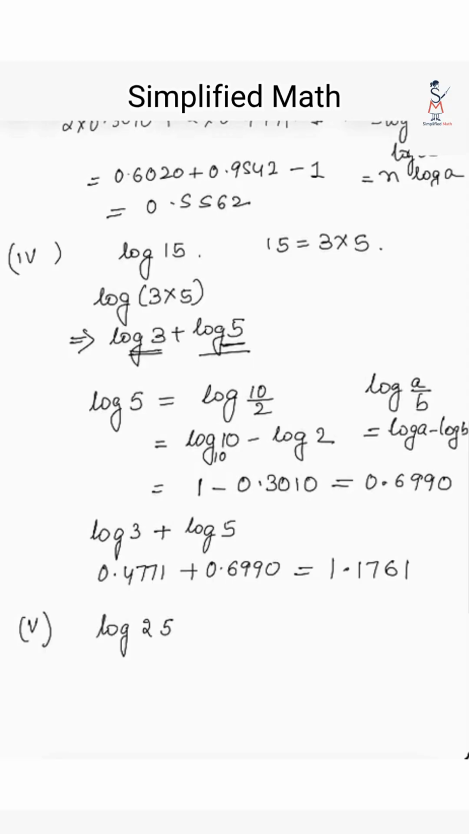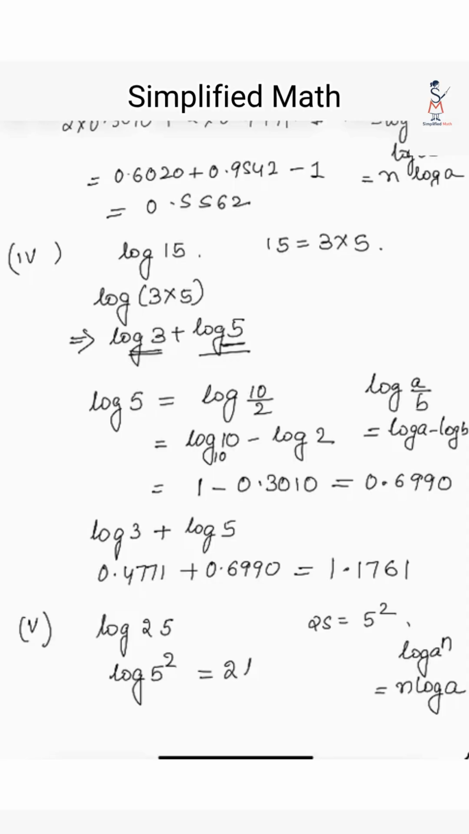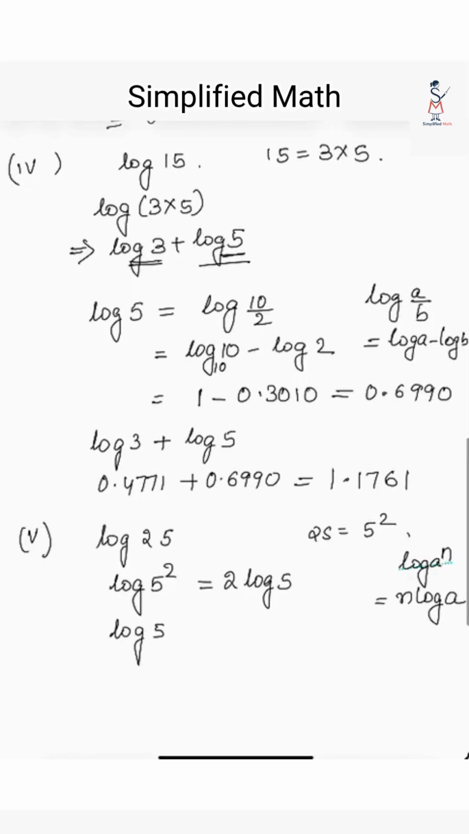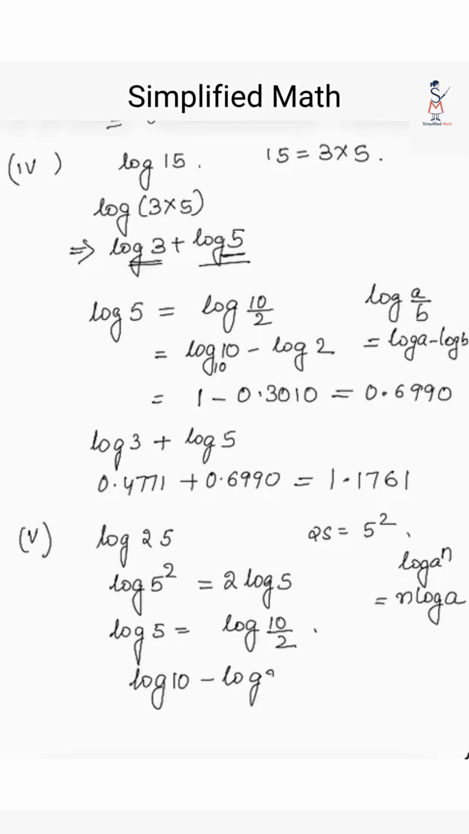Now we'll see the fifth one, log 25. Log 25, 25 can be written as 5 square. So this will become log 5 square. Now we know log A raised to the power n is n log A. So we'll follow that law. That will become 2 log 5. Now log 5, again I'll show you, log 5 can be written as log 10 by 2, right? And log A by B is log 10 minus log 2. That's the rule. Log A by B is log A minus log B.